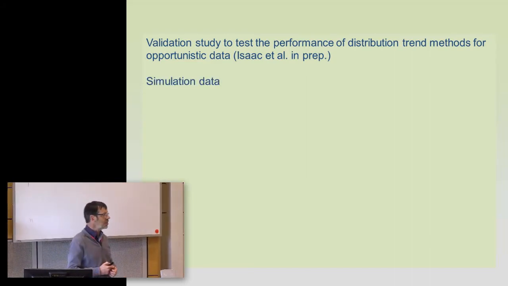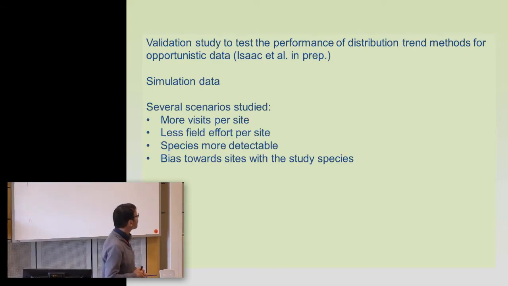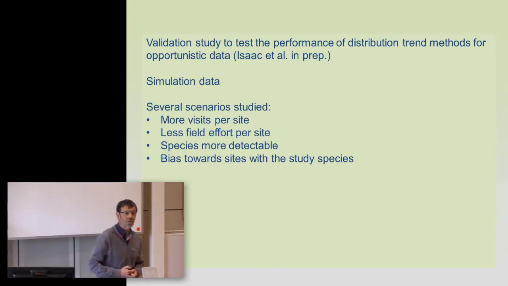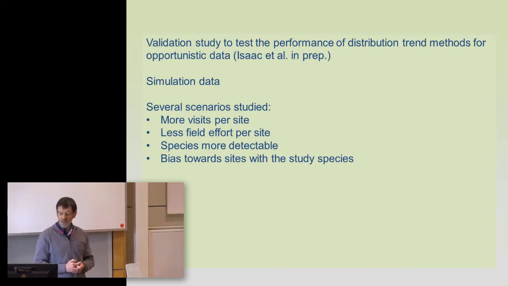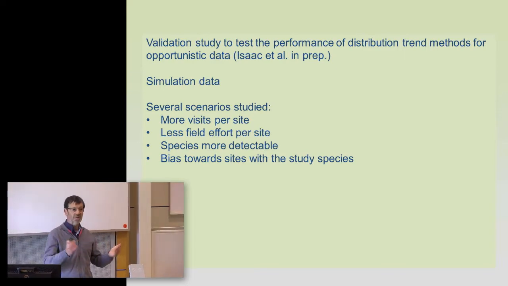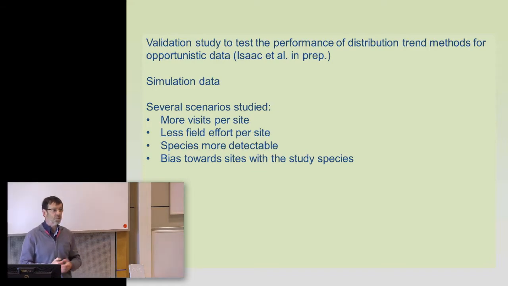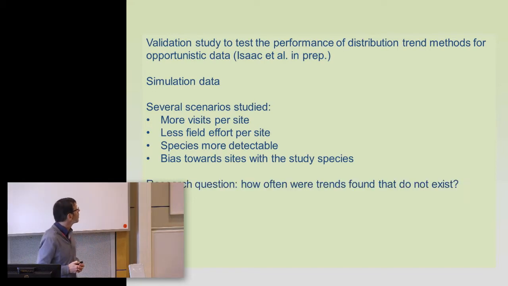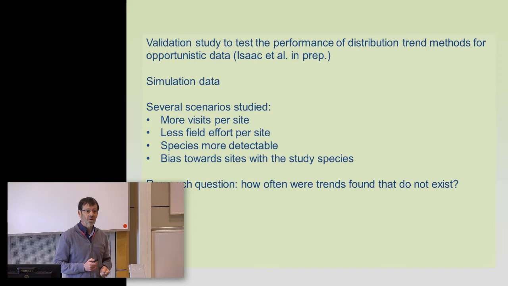We used simulation data. A number of scenarios were created, such as more visits per site over time, less field effort per site, species becoming more or less detectable over time, or bias towards the sites where the species occurs. And the question is then, how often were trends found which did not occur in the simulation data?